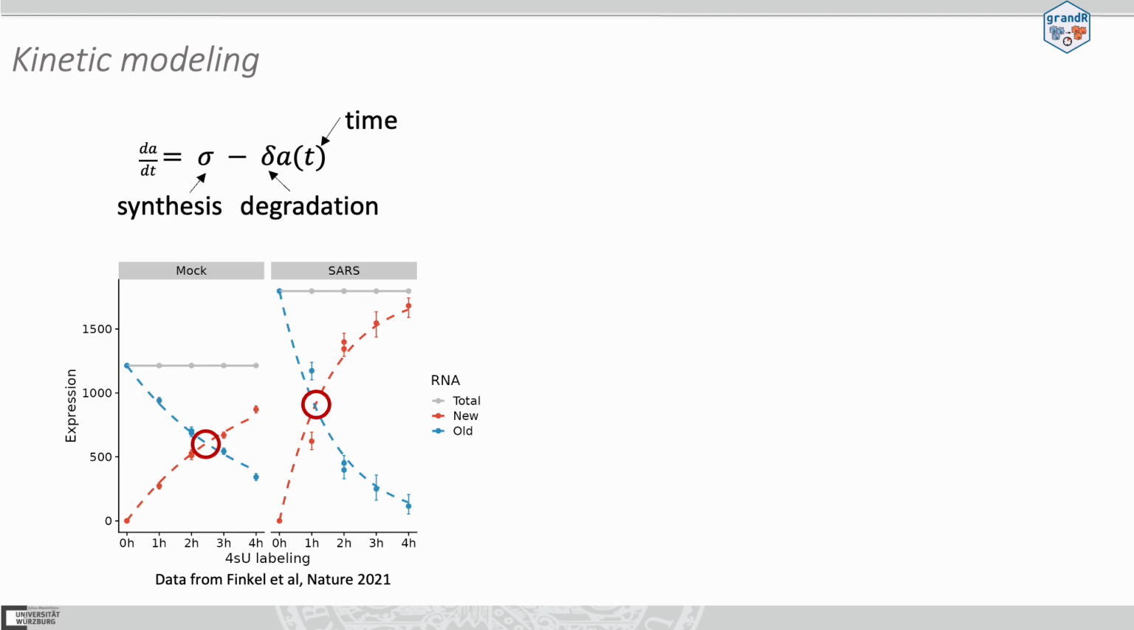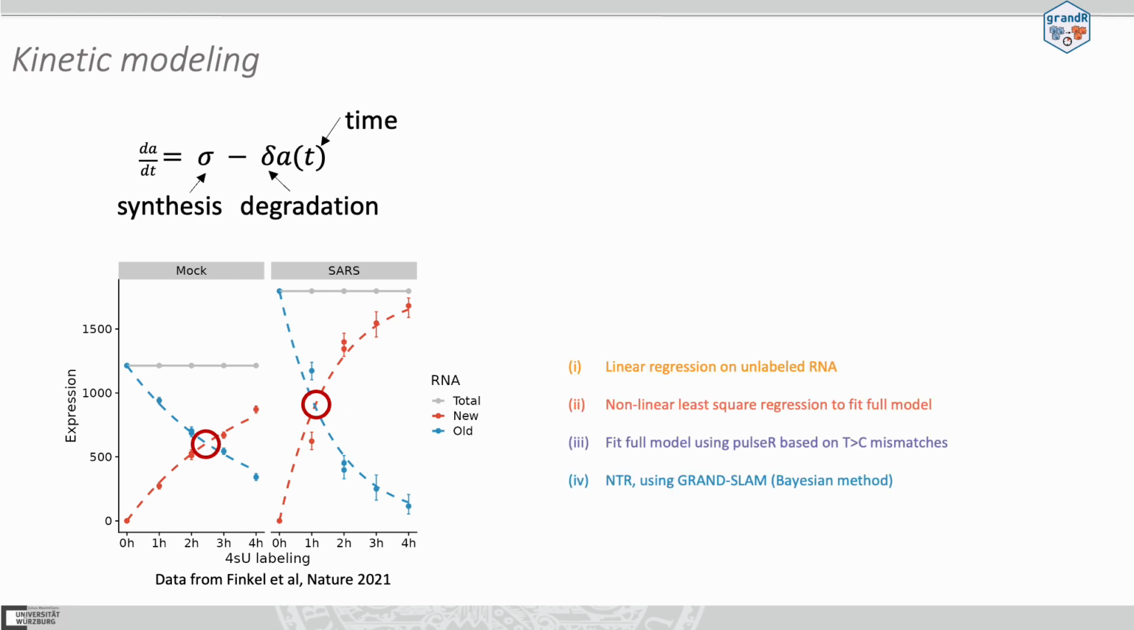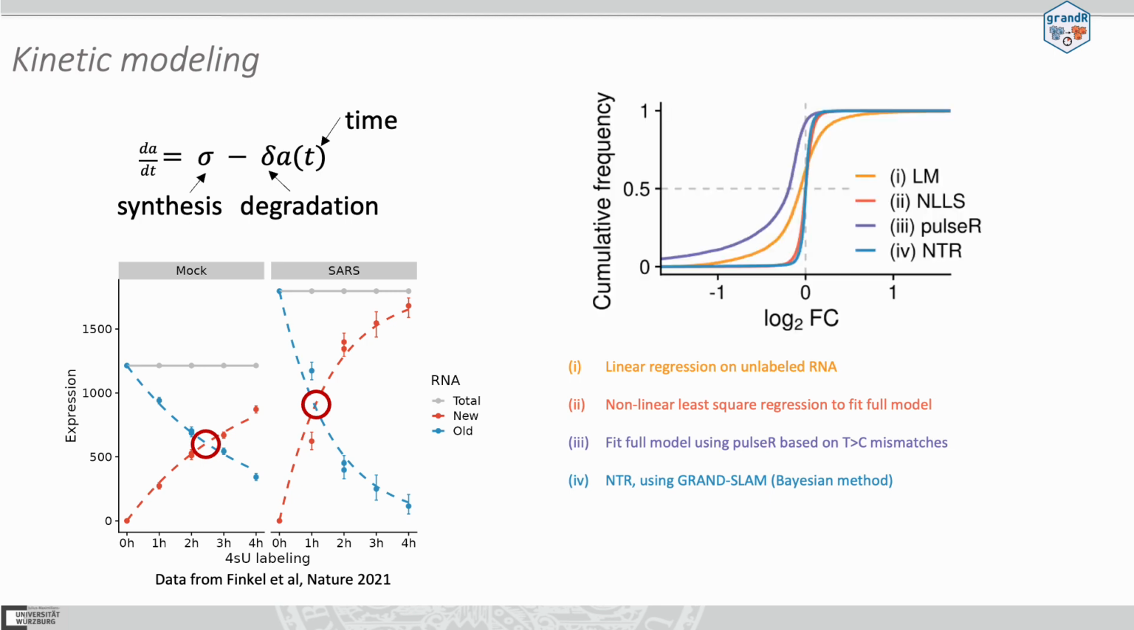We implemented 4 different models in grandR: linear regression, nonlinear least square regression, pulseR, which is an R package which was made for slightly different data, and our own approach using the NTR from GrandSLAM. In order to compare all of these methods, we simulated progressive labeling, nucleotide conversion seq data. The simulation is also implemented in grandR. And then we checked if the half-lives correlate well with the truth. And in general, this is the case for all methods, but NNLS and NTR correlated the best.